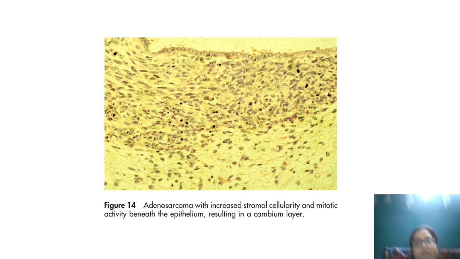Here they are just telling you about the adenocarcinoma with increased stromal cellularity and mitotic activity just beneath the endometrial layer. This is known as the cambium layer. It's alright, it's just an image in the article, that is why I shared it with you.